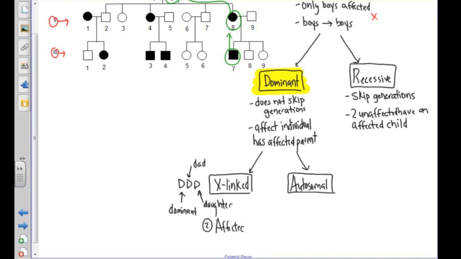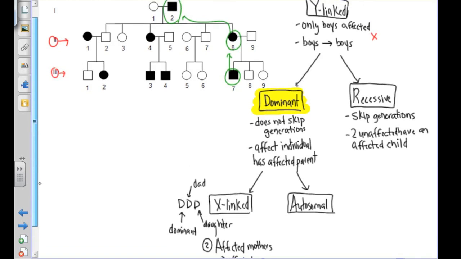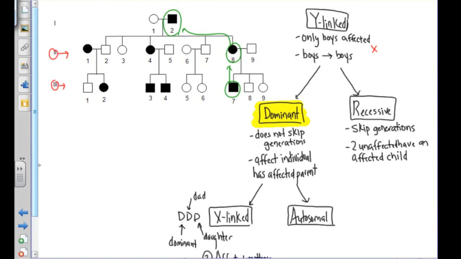The second condition that it must meet is that affected mothers have to have affected sons. We can now go back up to our pedigree and check our DDD rule, or that affected mothers have an affected son. So let's start with an affected father. If we take a look at father 1-2 at the top of our tree, if it's true that this pedigree is X-linked, that means all of his daughters have to have it. If we take a closer look, individual 1-2 has a daughter who does not have the trait, and a daughter who does have the trait.